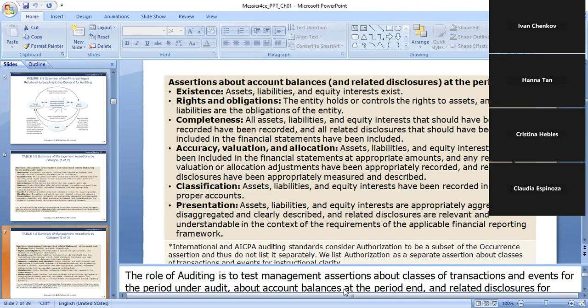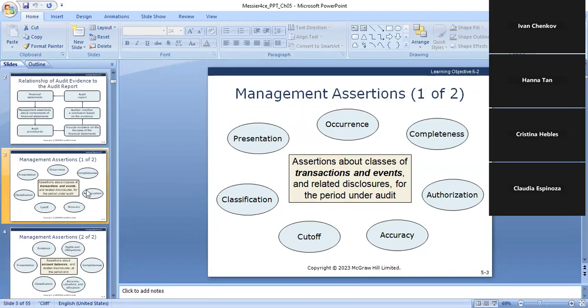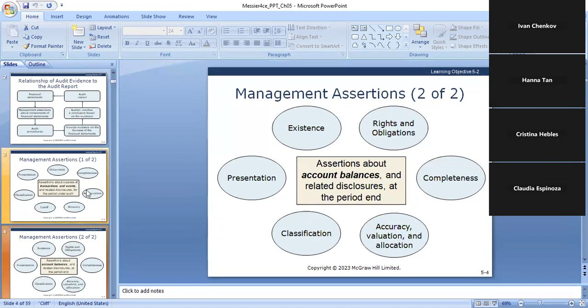So those are the assertion levels of the management. We have two assertions, one for the transactions and events, and the other one for the account balances, which are related to the assets, liabilities, and equity.